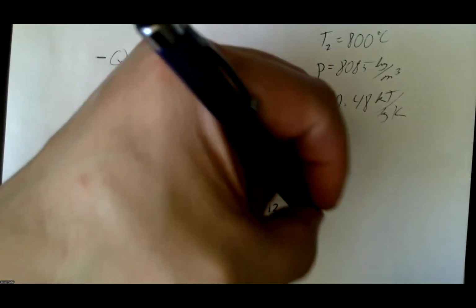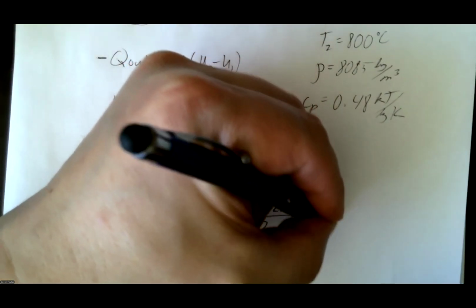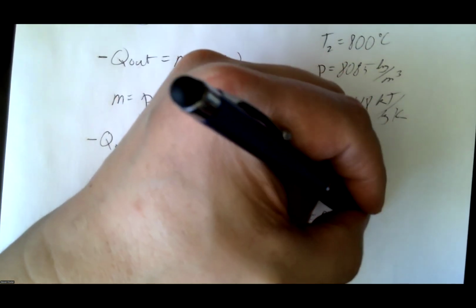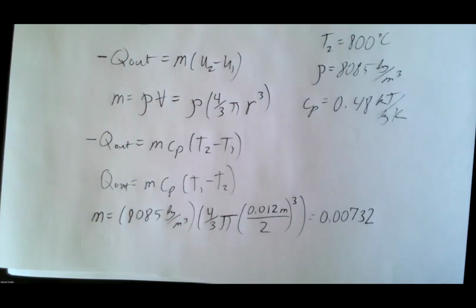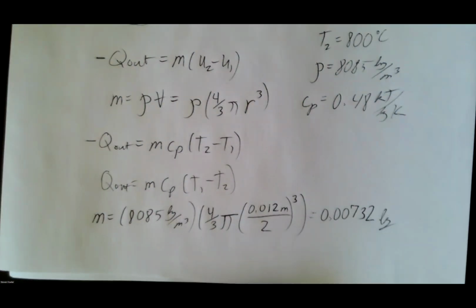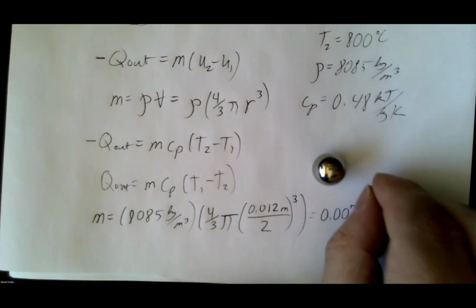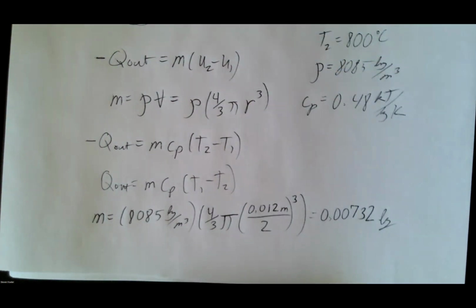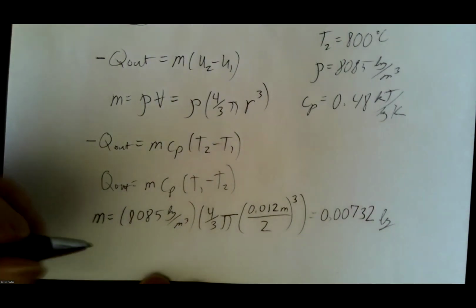All right, I've got here a value of 0.00732. And the units there, if you look at them, the meters cubed are going to go away. I should be left with kilograms. That's really small. Well, yeah, remember, it's a small sphere, so it's going to be pretty small. I don't know if that's 7 grams off the top of my head or not, but that's not unrealistic.